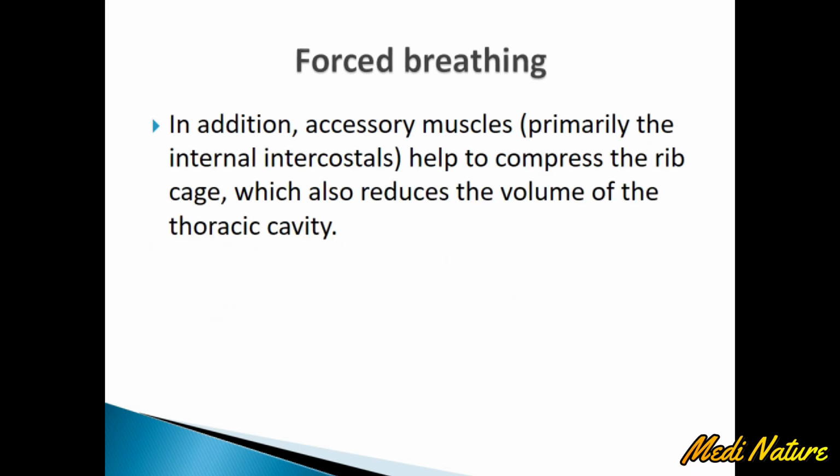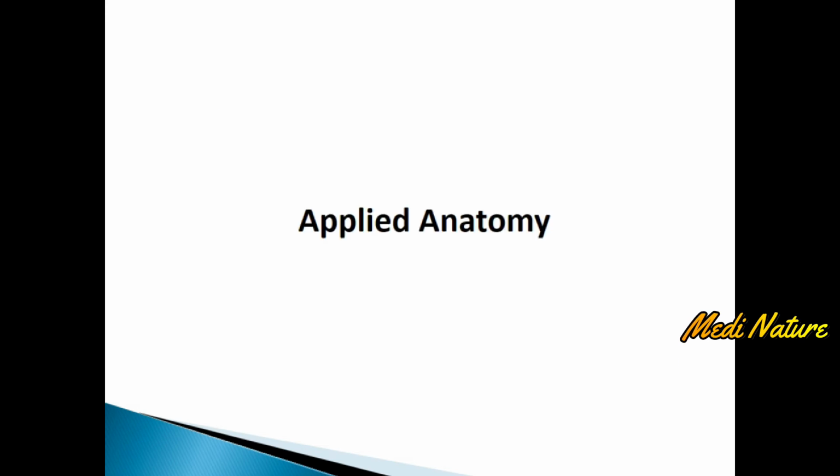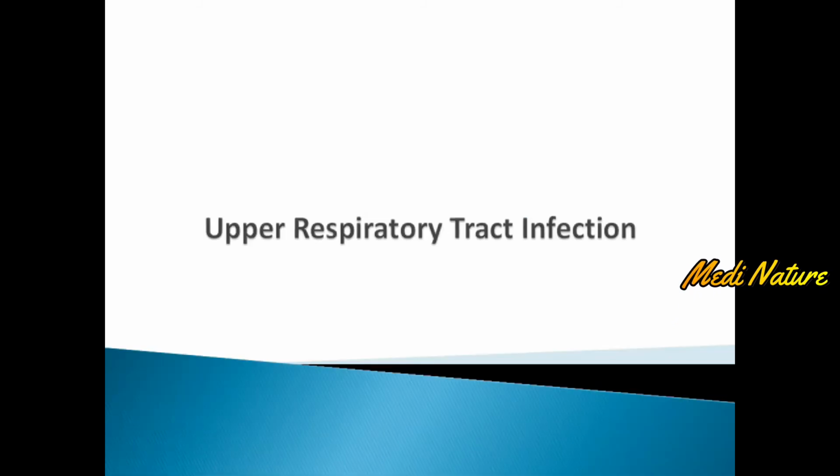Other than that, during forced expiration, some internal intercostal muscles also compress the rib cage, which also reduces the volume of the thoracic cavity more than during quiet breathing. Now we are going to learn about the applied or clinical anatomy related to the respiratory tract. First, we are going to consider the clinical anatomy of the upper respiratory tract.